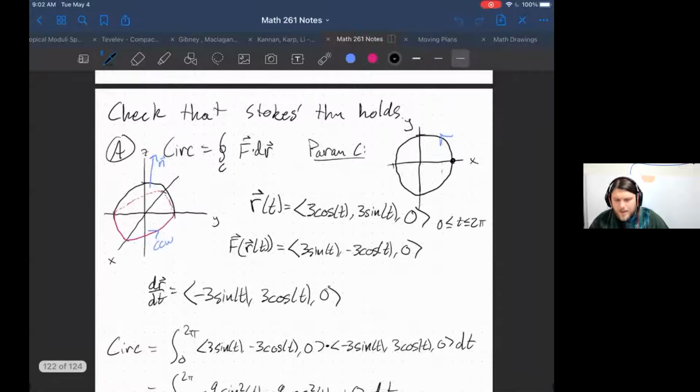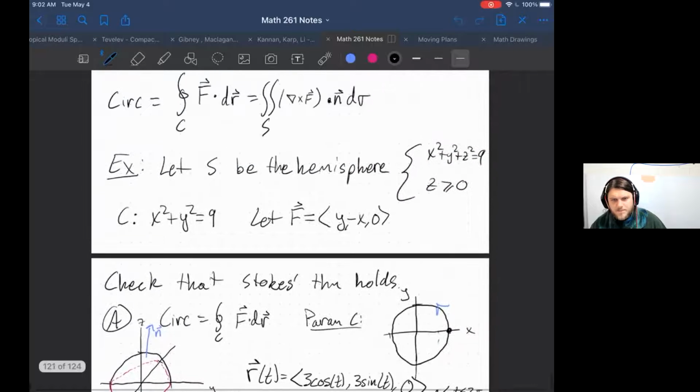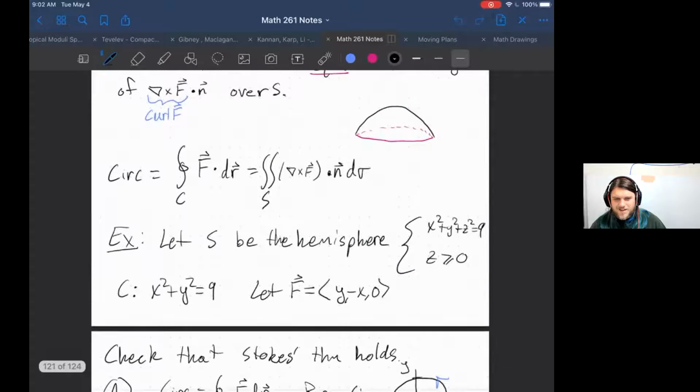Okay. And what did we do yesterday? We did a little bit more of Stokes' theorem, or I guess we started Stokes' theorem.